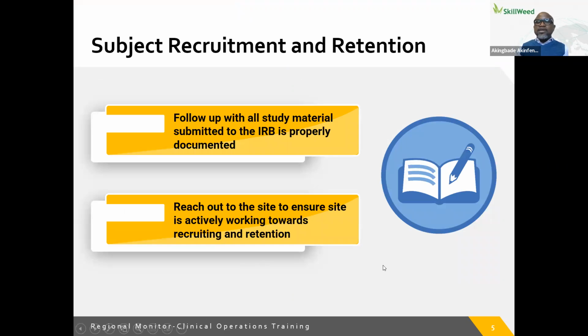Okay, let's quickly go to another one. Subject recruitment and retention. Now, folks, listen. This is one of the most significant pieces of the puzzle. You might have $10 billion to spend on a study. If you don't have the subjects to participate in the study, it's just wasted money. Nothing is going to happen.